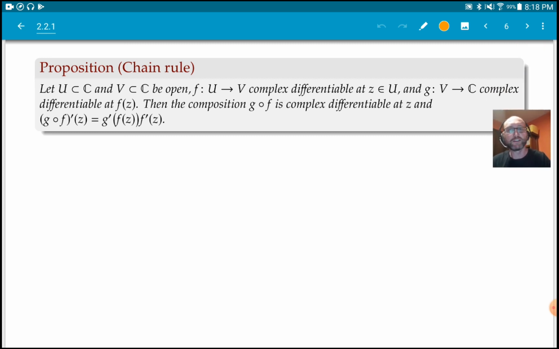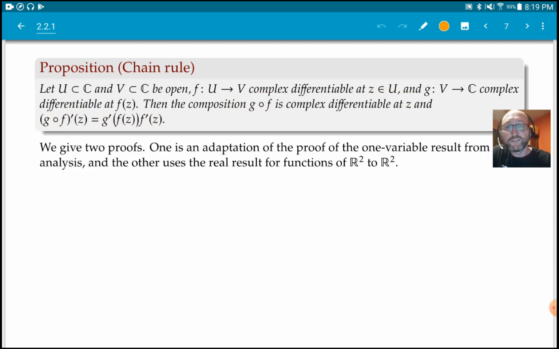So that just follows immediately. Let's look at the chain rule. If we have two functions, f and g, complex valued functions of a complex variable, and f goes from U to V, where U and V are some open sets, and g goes from V to C, that means I can plug f into g. So g composed with f is a well-defined thing, right? And let's suppose that f is differentiable at z and g is differentiable at f of z. Then the composition is differentiable at that z, and the derivative of the composition is equal to exactly what you'd expect from just basic calculus.